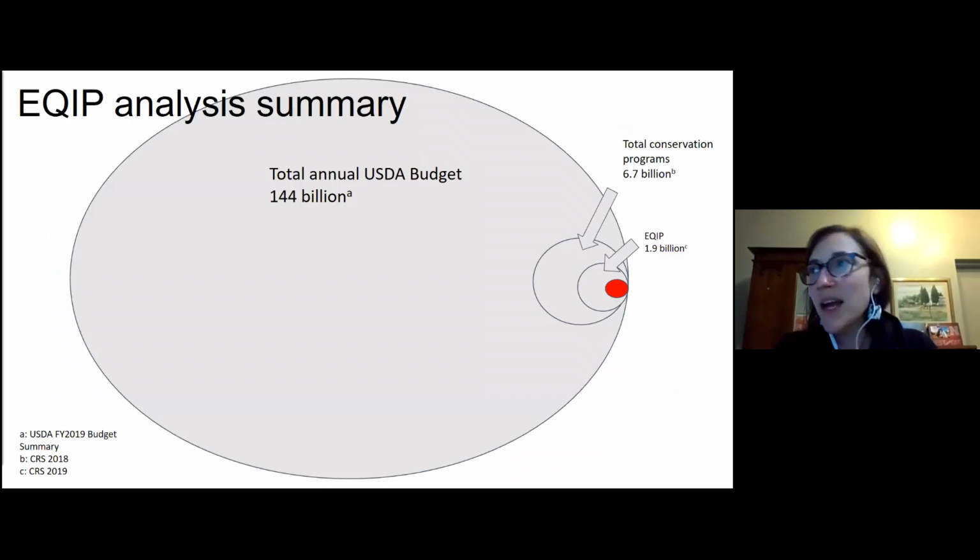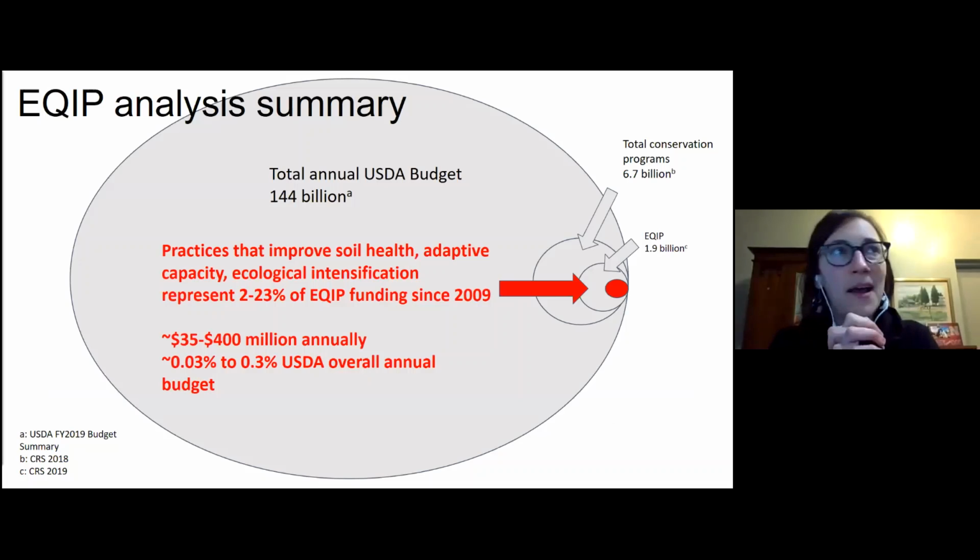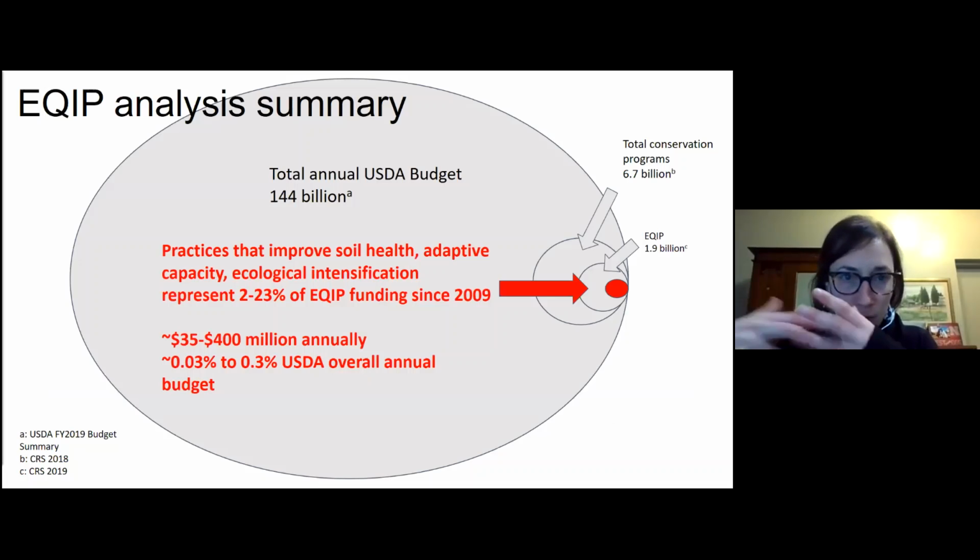And so coming back to just the overall pie of USDA spending, what did we find and how did this all fit together? We found that these practices that improve soil health or expand adaptive capacity or represent transition to more ecologically based management represent about 2 to 23% of EQIP funding over the most recent 10 years, which represents a very small fraction of the overall USDA budget.